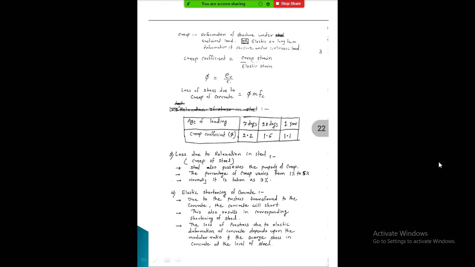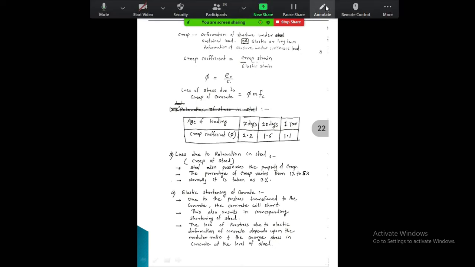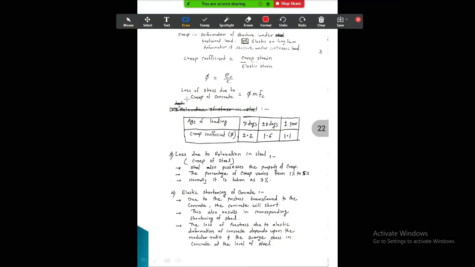Here I have again written the meaning of creep. If you don't understand the word creep, creep is nothing but the deformation of structure under sustained load, the long-term deformation of structure under continuous load. The loss of stress due to creep of concrete, the formula is given over here. You can see this formula.